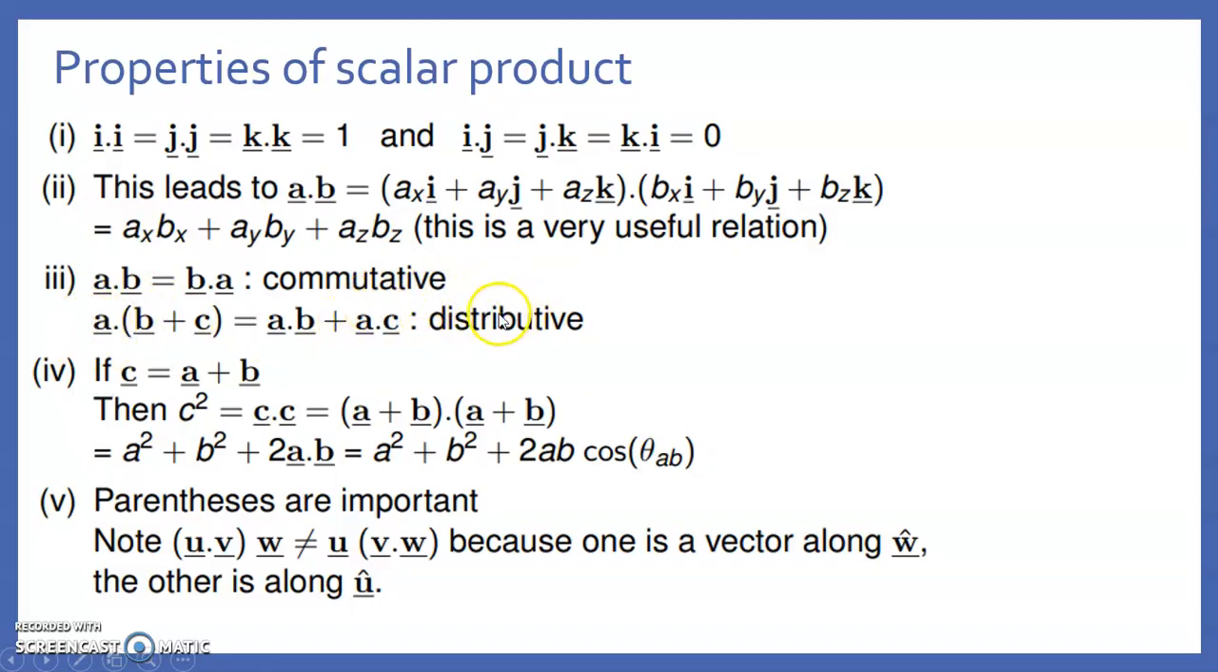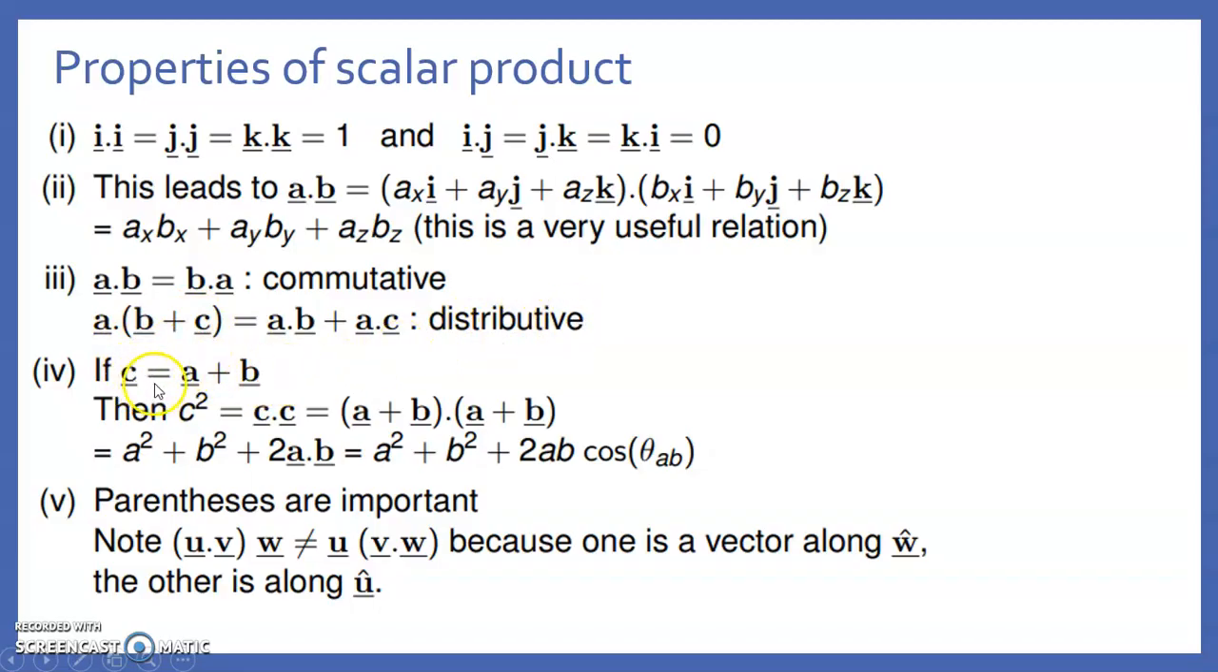Distributive law means 3 vectors are involved. So A dot (B plus C) means either A dot B plus A dot C. B plus C you can add and then take the dot product, or you take the dot product with A, then the dot product with C. After you add these two dot products, you get the distributive law.